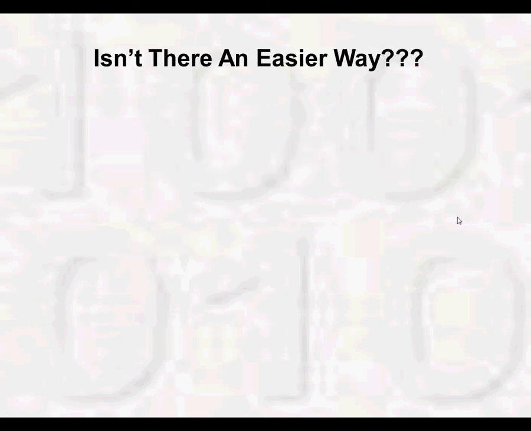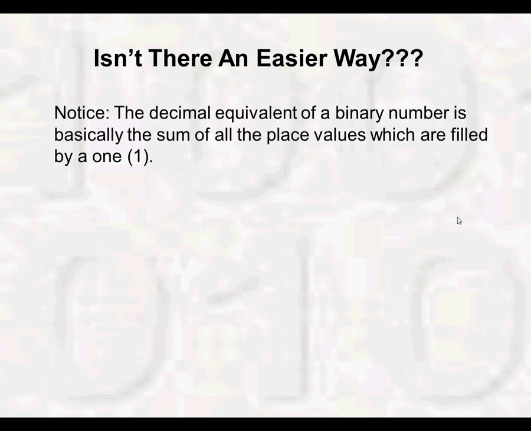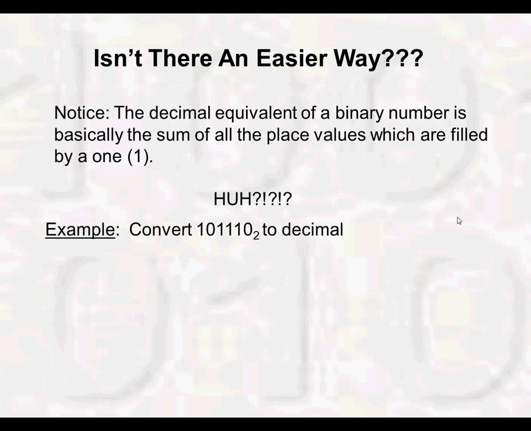Well, that's all a little bit complex. Isn't there kind of an easier way to do this? Well, the answer is yes. The decimal equivalent of a binary number is basically the sum of all the place values which are filled by a 1. Half of you right now are going, what is he talking about? Well, let's take a look at an example.